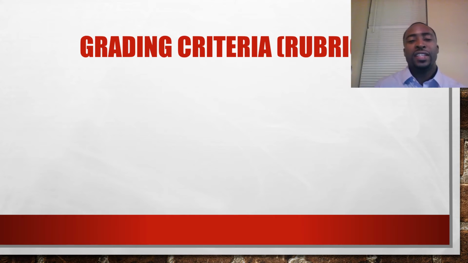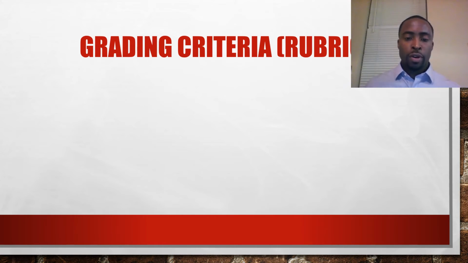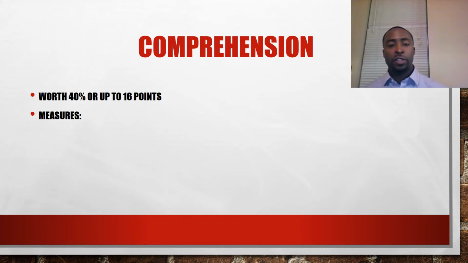All right, now let's look at some of the grading criteria, because we use a rubric to grade. It's very simple. It breaks down 4 different topics: comprehension, timeliness, engagement, and writing. Now I'm going to go into detail for each one. For comprehension, it's worth 40%, so this is up to 16 points for this particular area.